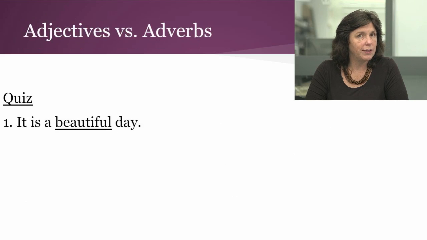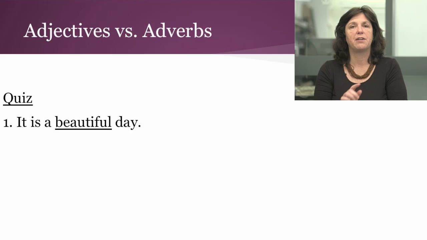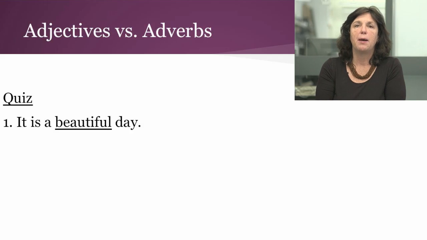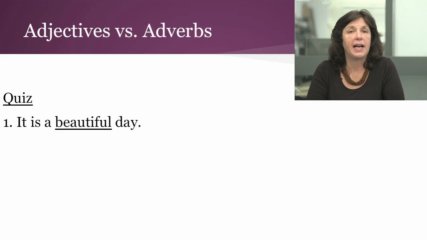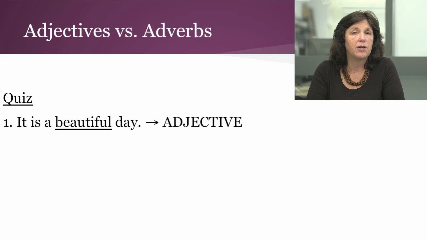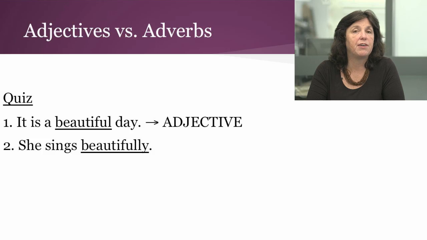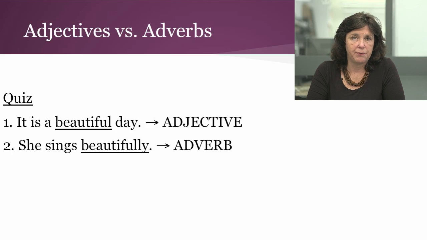Now let's take a little quiz, identifying whether a word functions as an adjective or an adverb. Remember, adjectives modify nouns and adverbs modify verbs, adjectives, or other adverbs. In this example, beautiful modifies the noun day, so it's an adjective. Here, beautifully modifies the verb sings, so it's an adverb. Now you try the next one.